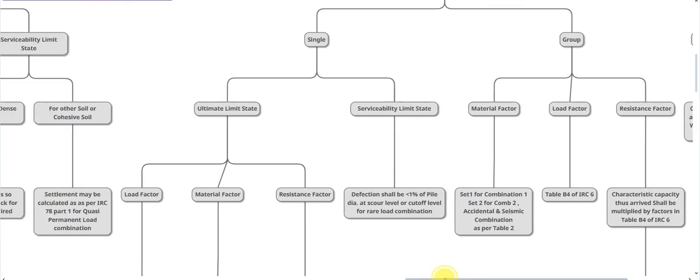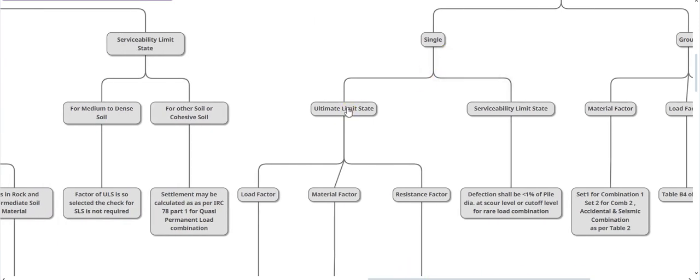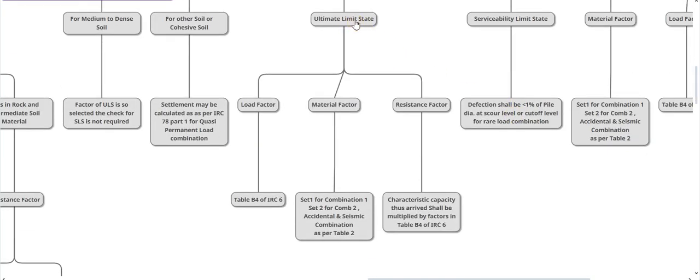In single pile, we have the ultimate limit state and the serviceability limit state. In ultimate limit state, again we have three factors: the load factor, material factor, and the resistance factor. For load factor, we shall refer to Table B4 of IRC 6. For material factor, set 1 shall be used for combination 1 and set 2 shall be used for combination 2, accidental and the seismic combination, as given in Table 2 of IRC 78.